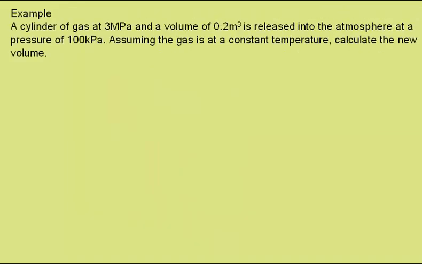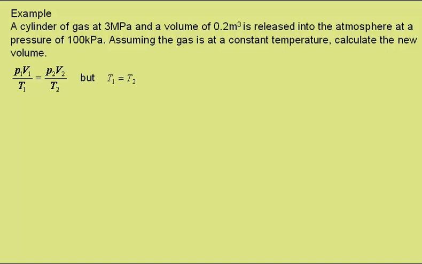Here's an example. A cylinder of gas at 3 megapascals and a volume of 0.2 cubic meters is released into the atmosphere at a pressure of 100 kilopascals. Assuming the gas is at a constant temperature, calculate the new volume. Well, for this we can use the ideal gas equation, and we can arrange it that P1 V1 over T1 is equal to P2 V2 over T2.